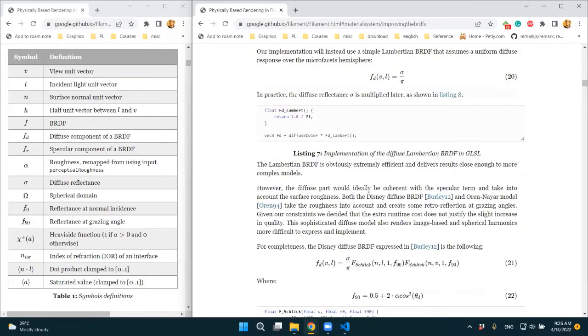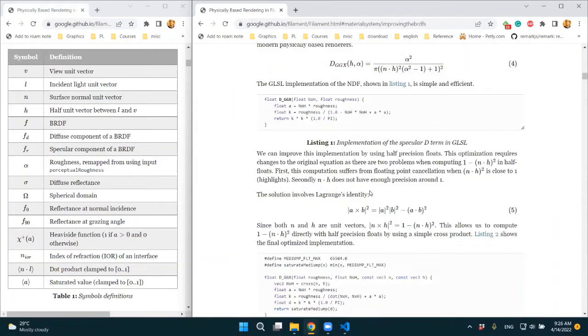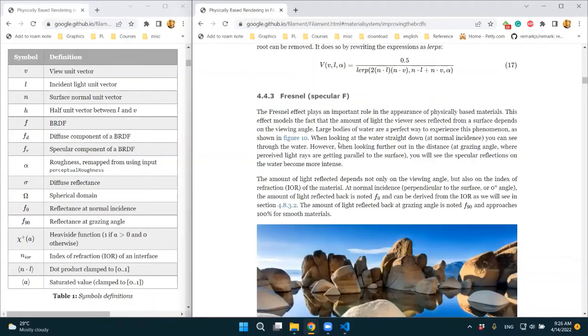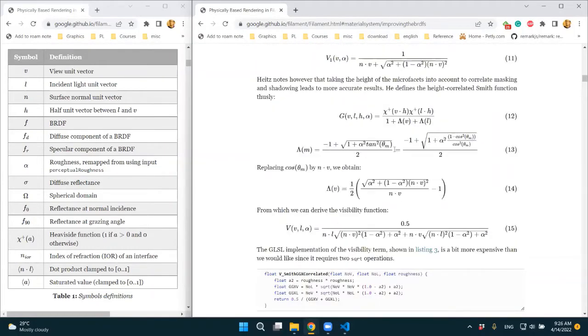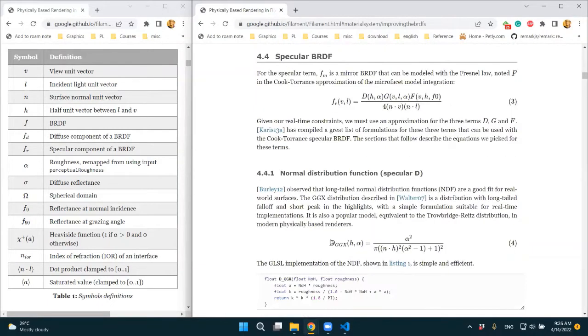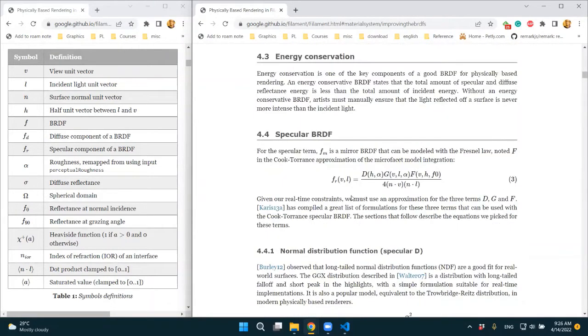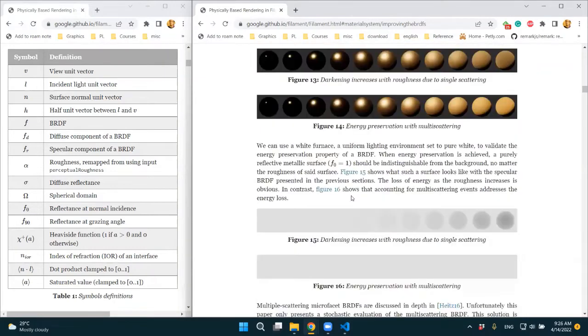I have G for visibility, which is highly confusing, but V would make sense. V is kind of G divided by something. And D is just the GGX distribution. Okay, I just forgot what it was.